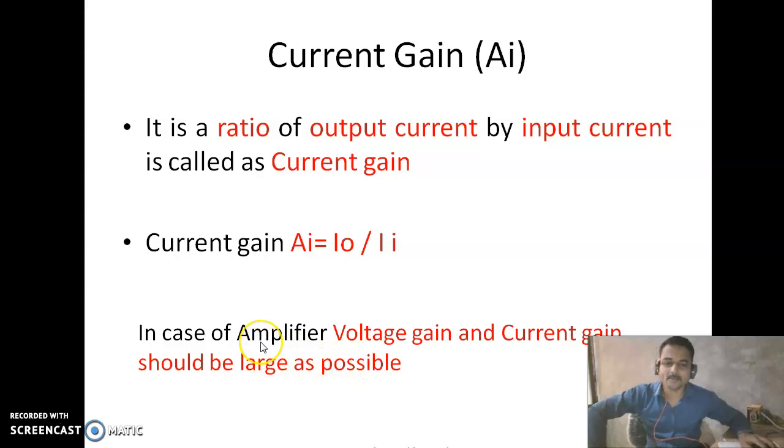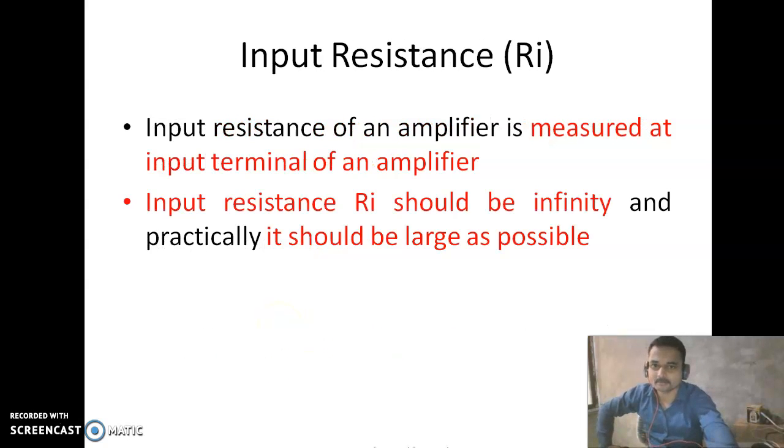As we know, an amplifier is a circuit which amplifies, or increases the strength or voltage level of the input signal. In the case of an amplifier, voltage gain and current gain should be as large as possible. If voltage gain is more and current gain is more, definitely power gain will be more, because power P is equal to V into I.